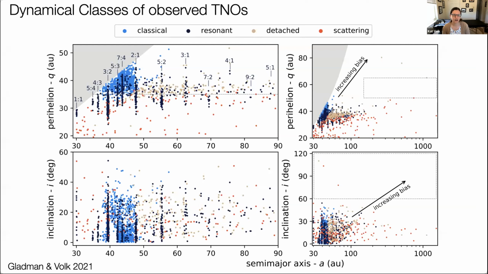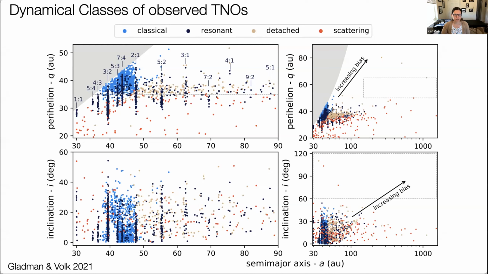But the key features to note are those light blue classical TNOs. We see things that are on nearly circular orbits between about 40 and 50 AU in semimajor axis. That's the classical Kuiper belt, that low inclination, low eccentricity disk that was initially proposed for the region. Although we can see in the bottom left that they do extend up to fairly high inclinations, that concentration at really low I is a real feature.